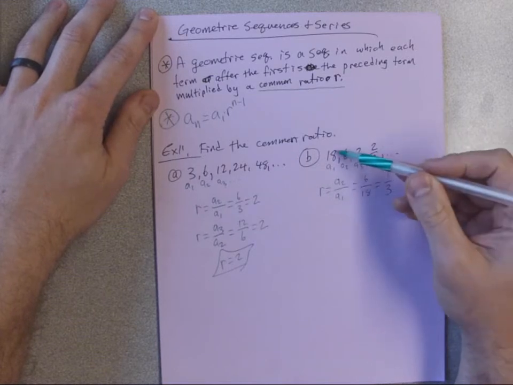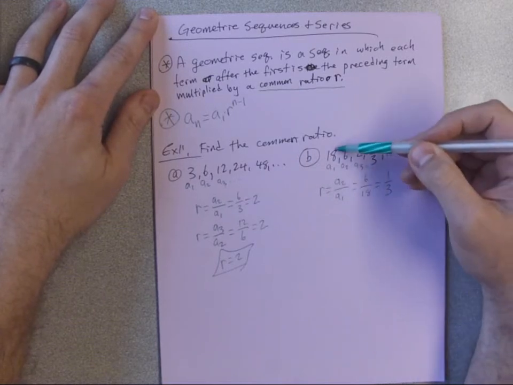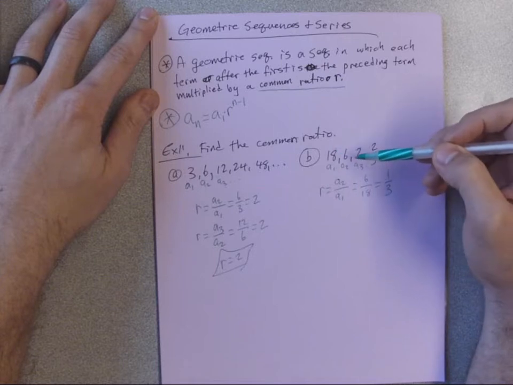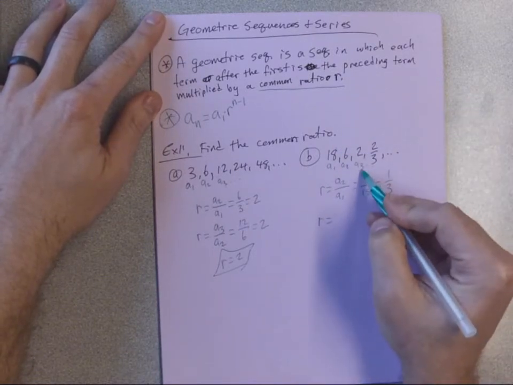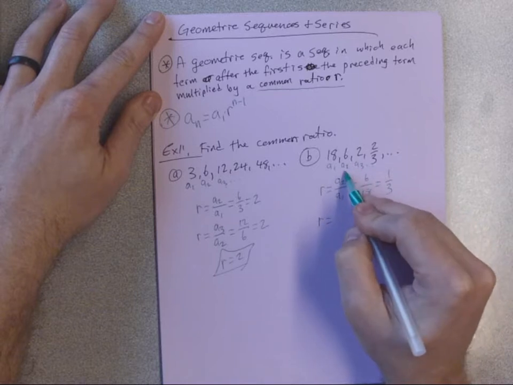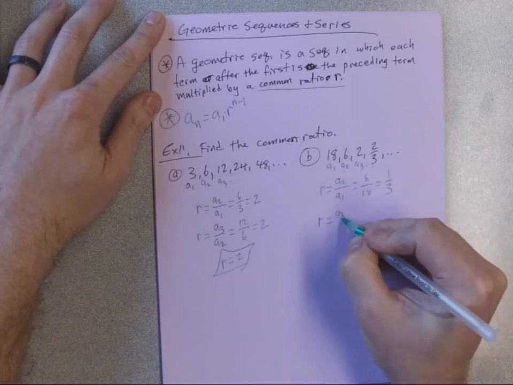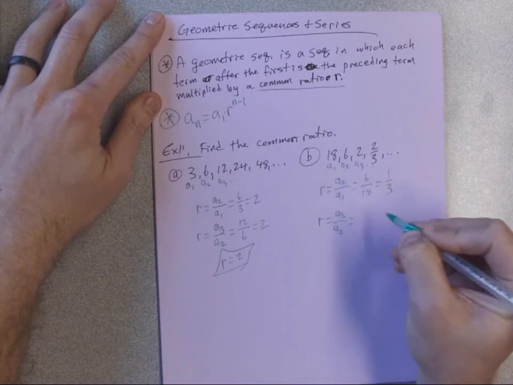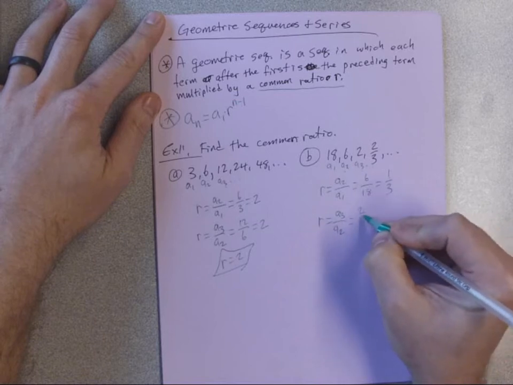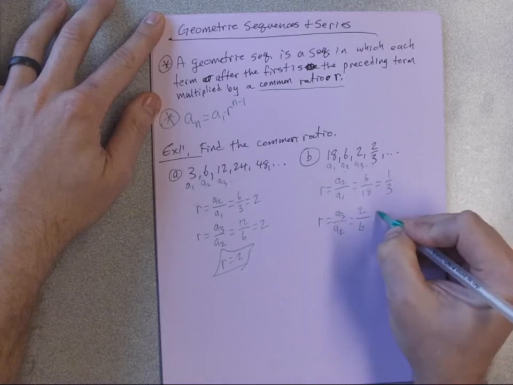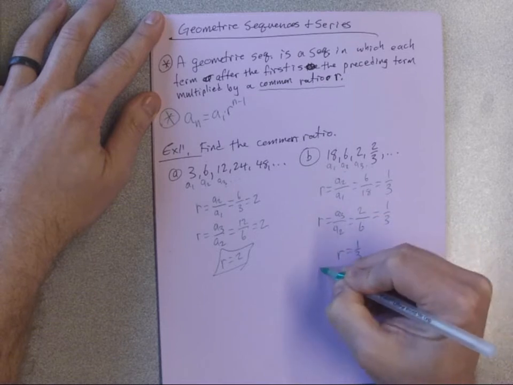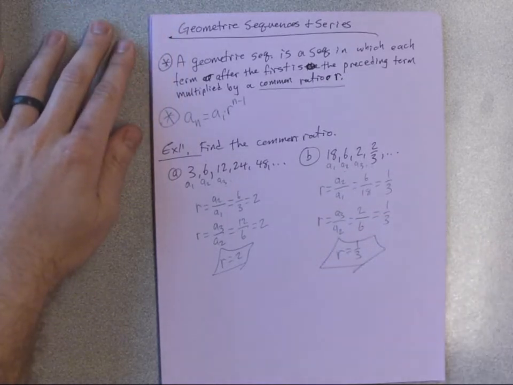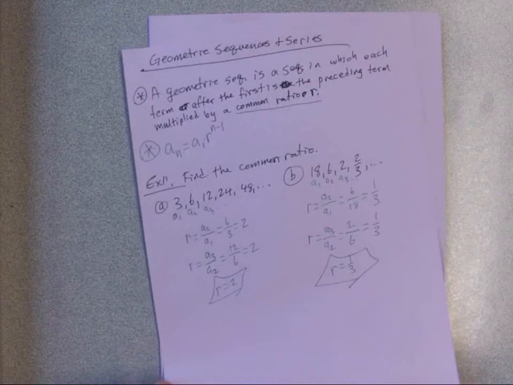So to get from 18 to 6, I needed to multiply 18 times 1/3, which gave me 6. Let's try one more. Let's take a3 and divide it by the preceding term, a2. a3 divided by a2 gives me 2/6. Simplifying gives me 1/3. So r is 1/3. All right. Let's move on to another example.